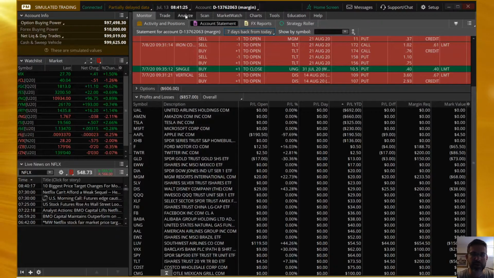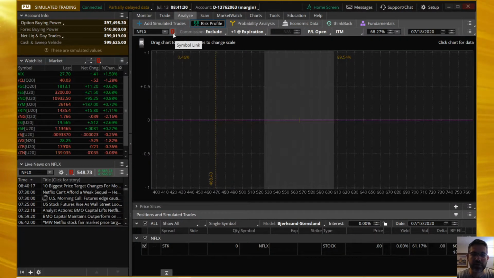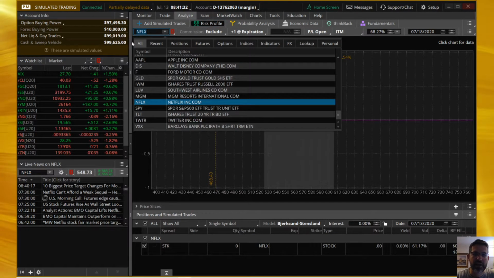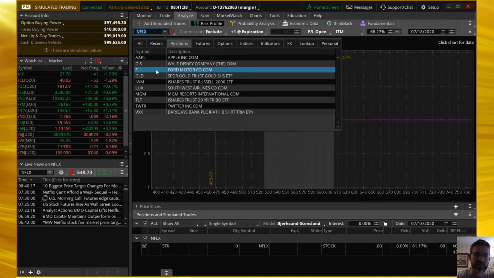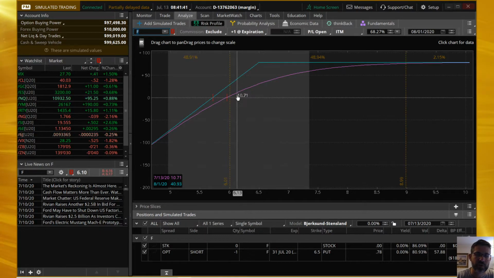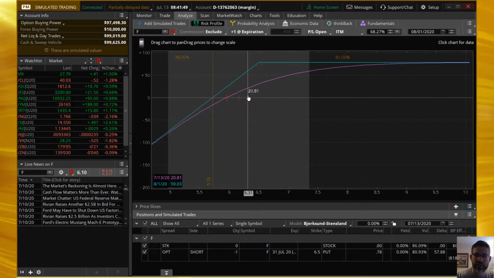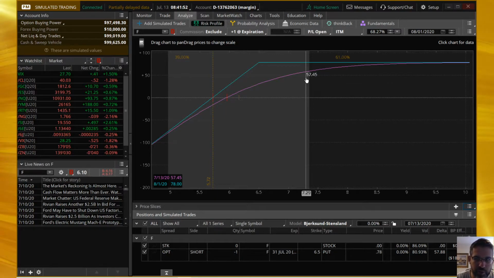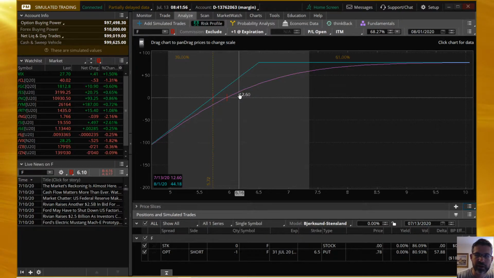Take a look at management. So I want to go over to the Analyze tab, and I head over to the Risk Profile to do this. Personally, that is how I do this. And then I click on this drop-down arrow and head over to Positions. So we know that Ford was one of those short puts, in this case a short put, right? And I want to set my slices to break even at expiration. And we're looking at a 61% probability of profit on this trade. So most likely what we're going to be doing is leaving that here.